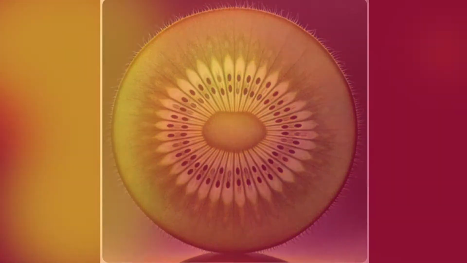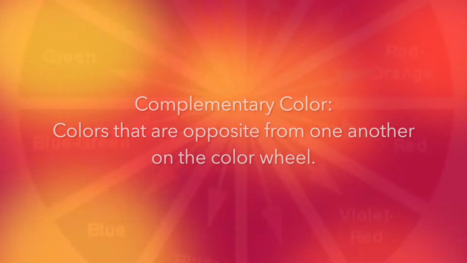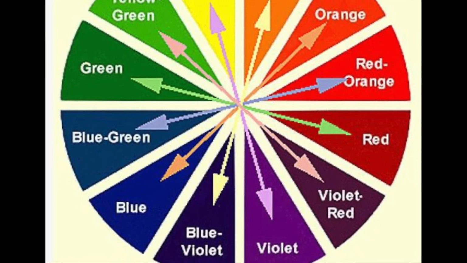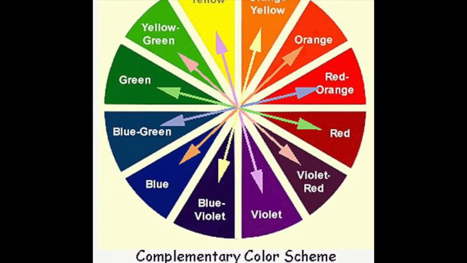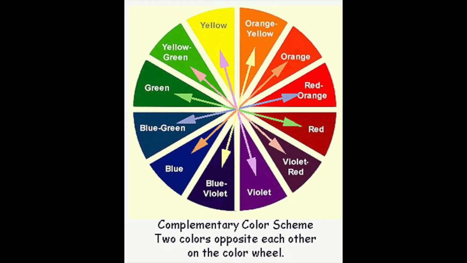Now moving on to complementary color. Complementary colors are the colors that are opposite from one another on the color wheel. The main complementary pairs are red and green, blue and orange, and yellow and purple. And if you look at this slide and you look at the yellow, you'll see the purples directly across from it. The same with the red and the green, and the blue and the orange.